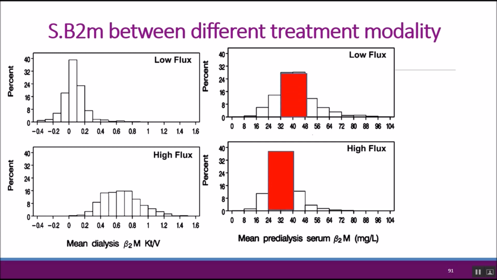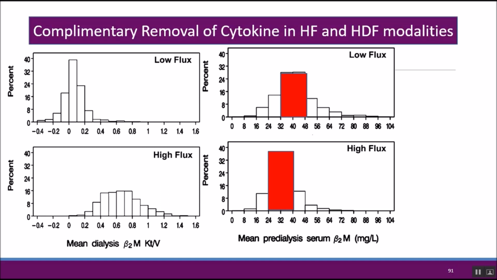In high flux and hemodiafiltration, you remove beta-2 microglobulin as well as cytokines, so improving the deposition in the joints. A complementary removal of cytokines in high flux and hemodiafiltration modalities improves beta-2 microglobulin amyloidosis in patients on dialysis.